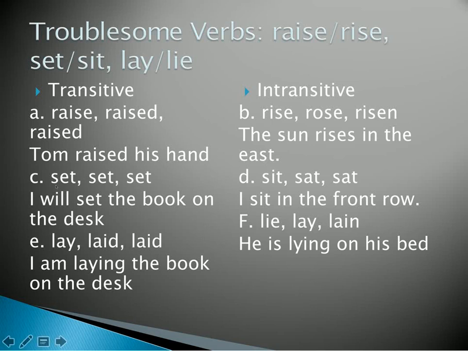Now let's see transitive set, set, set. I will set what? The book on the desk. Versus sit, sat, sat. I sit in the front row. I sit is done. I don't need anything else. Lay, laid, laid. I am laying what? The book on the desk. But lie does not require a complement. He is lying on his bed. On his bed would be an adjunct. Okay, so you add it because you wanted to, but you don't really have to.